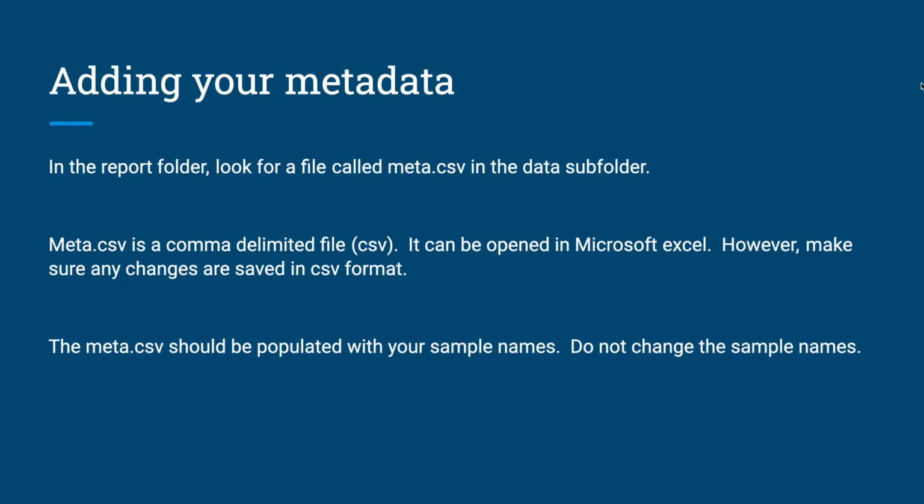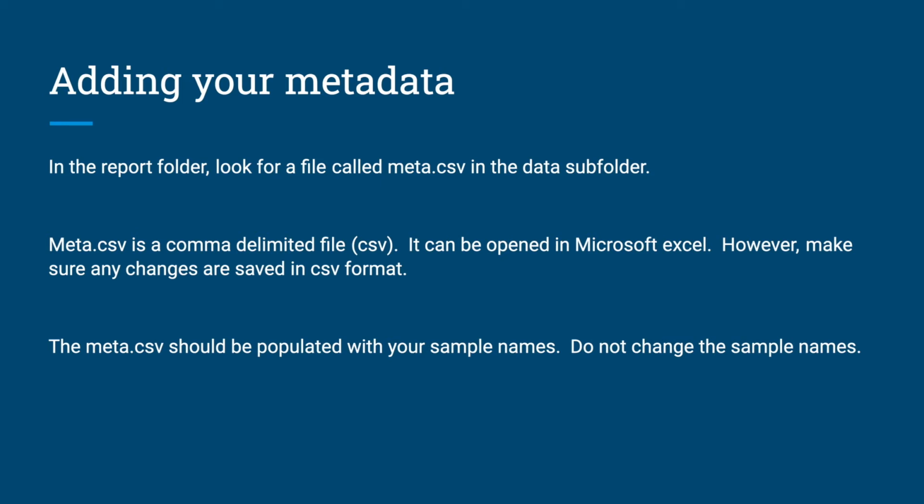To add your metadata to your VisualizIRR report, you'll want to change a file called meta.csv. Meta.csv can be found in the Data subfolder within your report directory. Meta.csv is a comma-delimited file, and it can be opened in Microsoft Excel or other spreadsheet programs. However, make sure any changes you make are saved back into the CSV format. Meta.csv should be populated with your sample names when you receive it. You do not want to change those sample names, but can add columns for your other data.